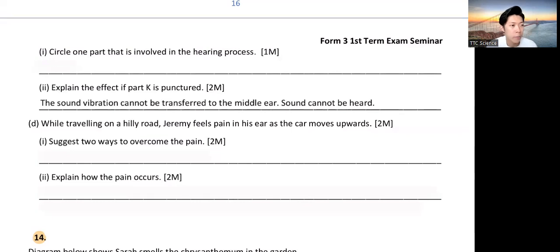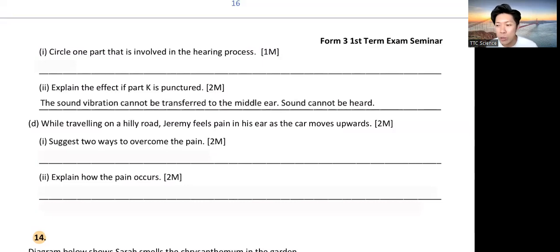Okay, next one. When traveling on a hilly road, Jeremy feels pain in his ear as the pressure changes. What to do? Just say we take an aeroplane or we go up to very tall buildings. So what do you all do when you have pressure in your ear? There are so many ways, different people, different methods. Let's do the general one.